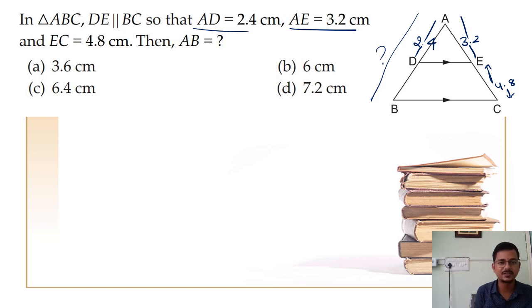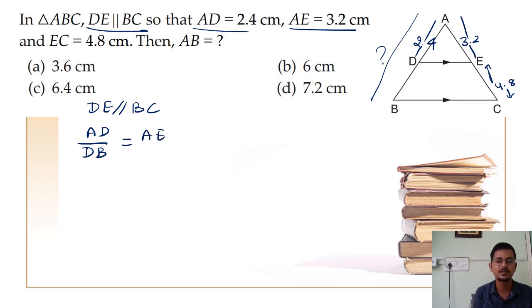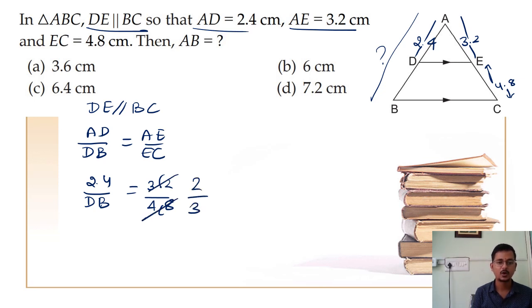So here it is clearly given that DE is parallel to BC. From BPT we can write that AD upon DB is equal to AE upon EC. So AD is given 2.4, DB we will find, AE is 3.2 and EC is equal to 4.8. We'll remove these two decimals, 16 2s are 32, 16 3s are 48. On cross multiplication, this gives DB is equal to 2.4 multiplied by 3 upon 2. So from here, DB is equal to 3.6.